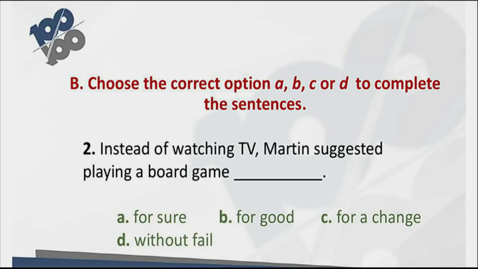Instead. So it means different. He wants to do something different. Okay. Martin suggested playing a board game. A. For sure. B. For good. C. For a change. D. Without fail.